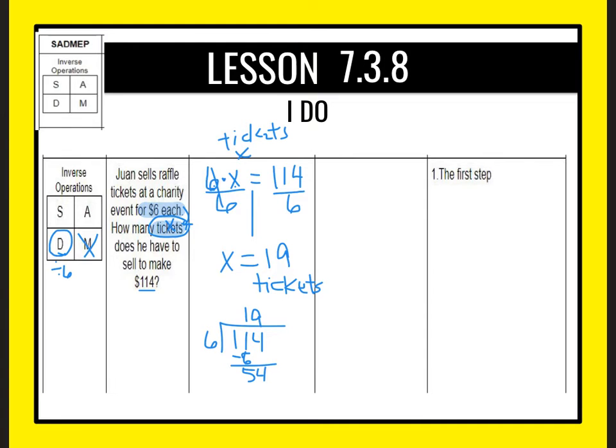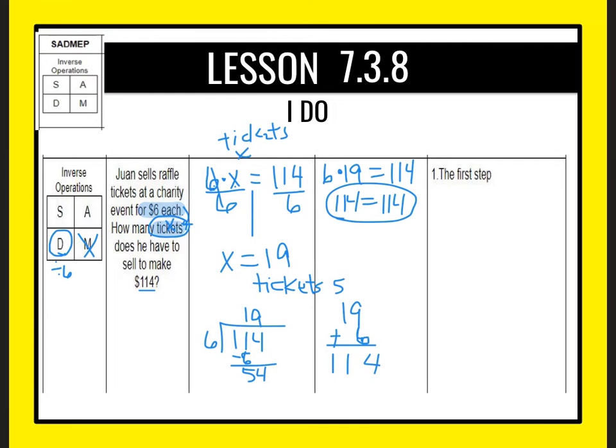So can I check my solution? Of course you can, because 6 times 19 should equal 114. We'll multiply that, 19 times 6. Well, I know that 9 times 6 is 54, right? That's a 6, and that's 11. So therefore, 114 does equal 114. That means my solution of 19 tickets makes my equation true. It's a true solution.